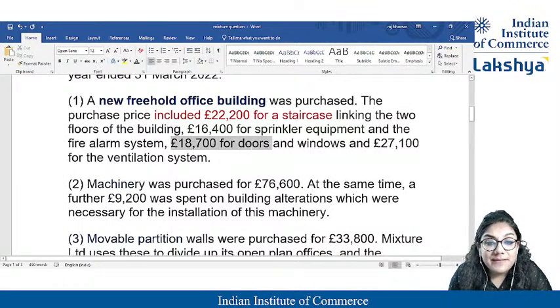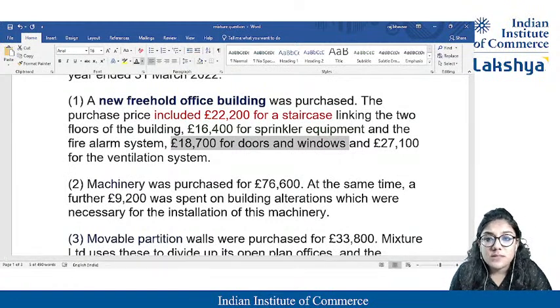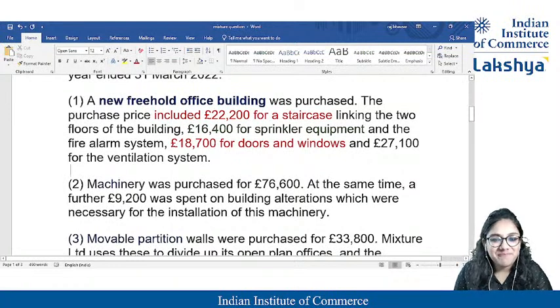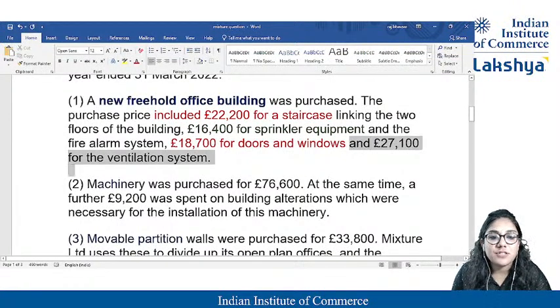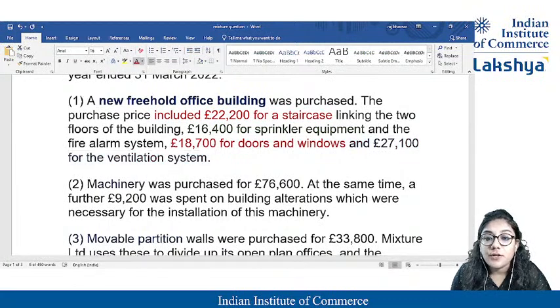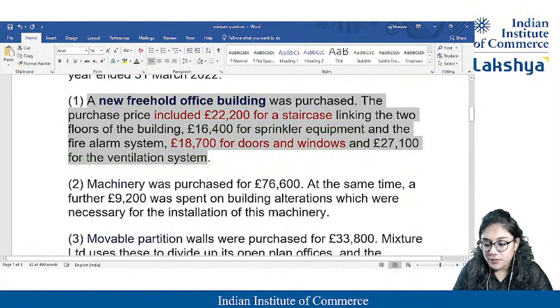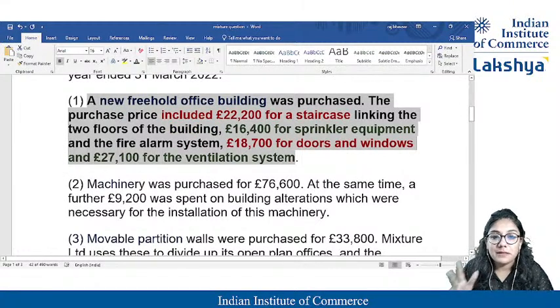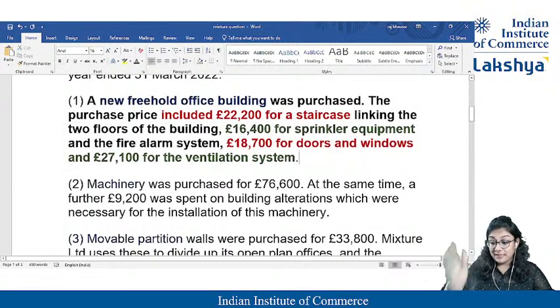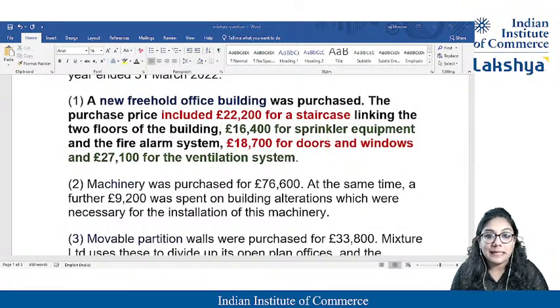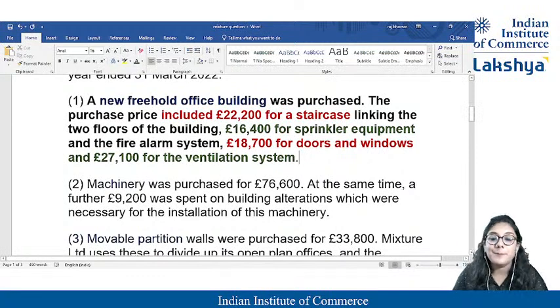£18,700 for doors and windows. Doors and windows, is it a building? Yeah, it's a building. Then is a ventilation system a building? No, ventilation system is just an equipment. So if it is just an equipment, it is going to be part of machinery. I hope you understood it. I have made it with bold things, so it is clearly visible, eye-catching. We can find it out clearly.